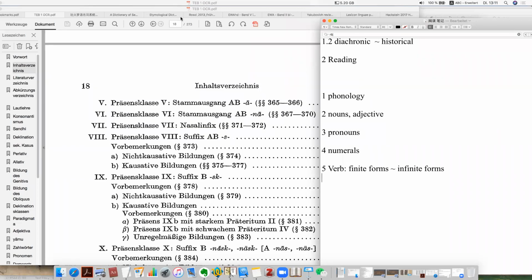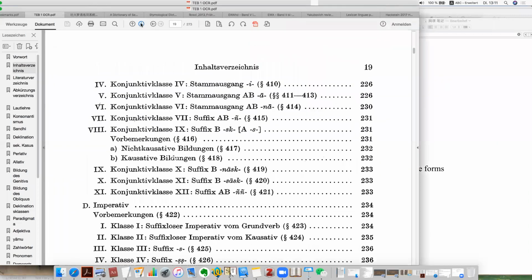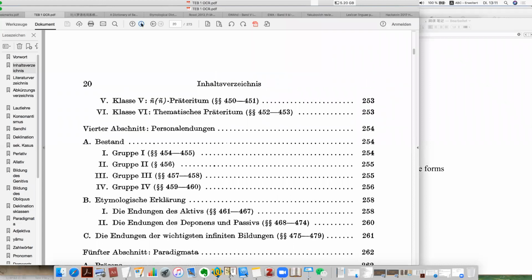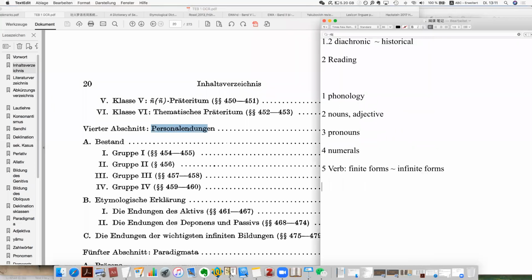This is the present, and then this is the conjunctive, English subjunctive. And then it talks about the personal endings.